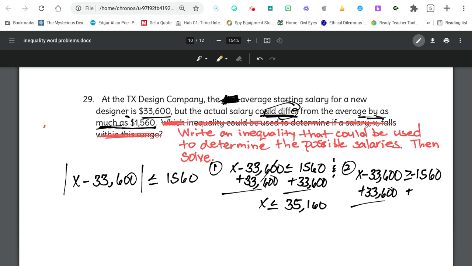on this side, if we add 33,600, we're really not adding, we're going to subtract those two amounts. It's $32,040. Ooh, I wouldn't make it. So they can make anywhere between $32,040 and $35,160 with those numbers inclusive.